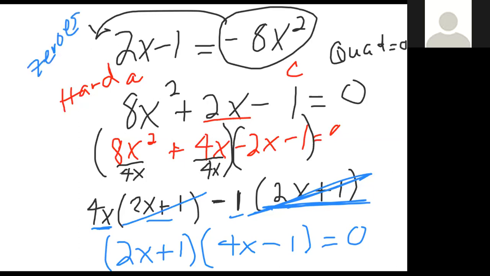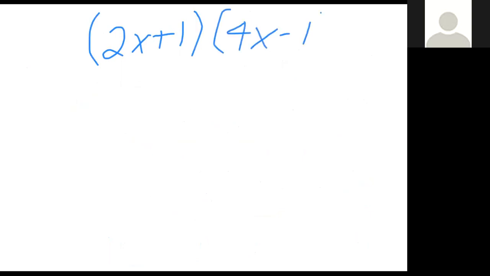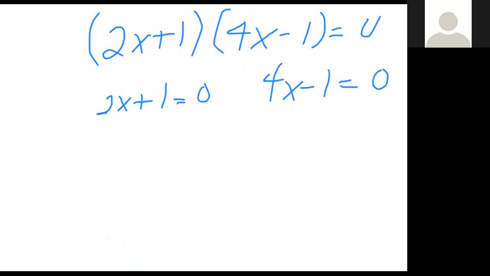So now, guys, we have the factors. We can take each factor, set it equal to 0, and solve, okay? I am going to erase this because I'm running out of room here, guys. 2x plus 1, 4x minus 1. 2x plus 1, these are the factors, times 4x minus 1 equals 0. Now, guys, let's do the work. We're going to take each factor, set them equal to 0 and solve. You ready?